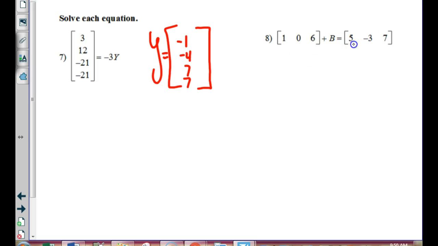But what about this one? This would be a pretty good question. I don't know that it's on the quiz, but what did they add that it became this? 1 plus what is 5? 0 plus what is negative 3? 6 plus what is 7? Okay?